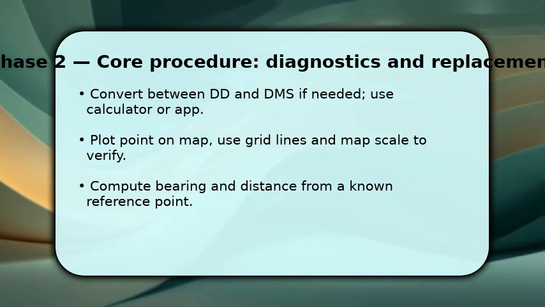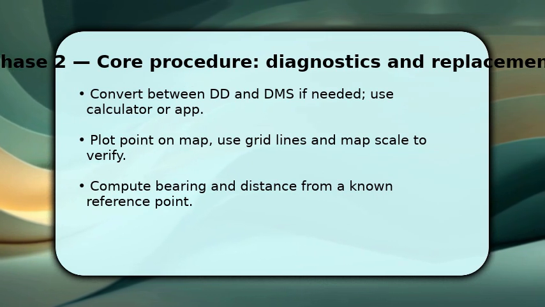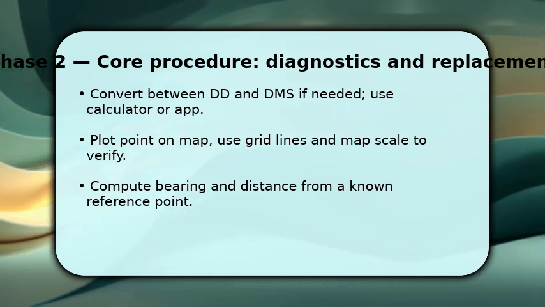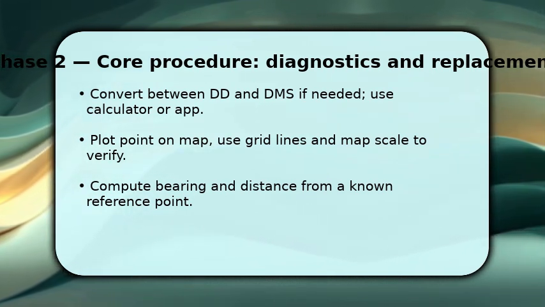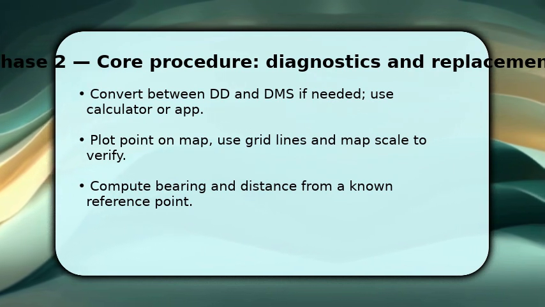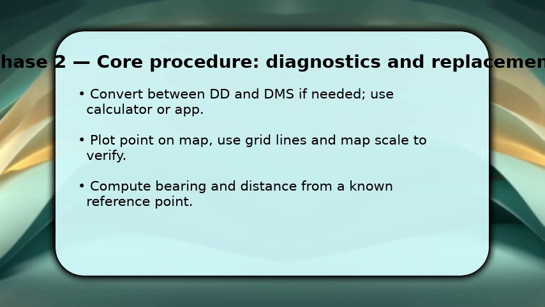Next, plot the coordinate on your map by aligning with latitude and longitude grid lines and verifying with the map scale so you know expected distance. Then calculate bearing and distance from a familiar reference point. This gives you a navigable heading. Make sure to account for magnetic declination if you plan to use a compass.